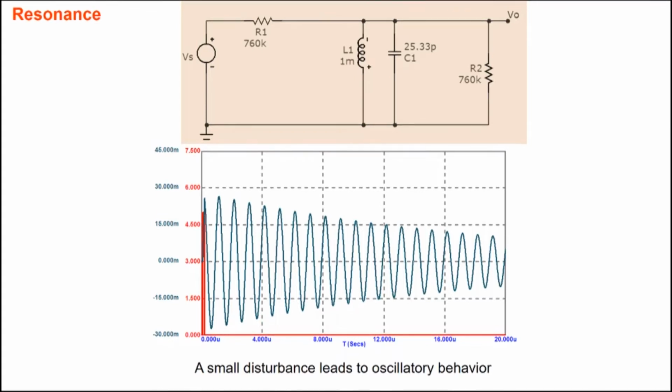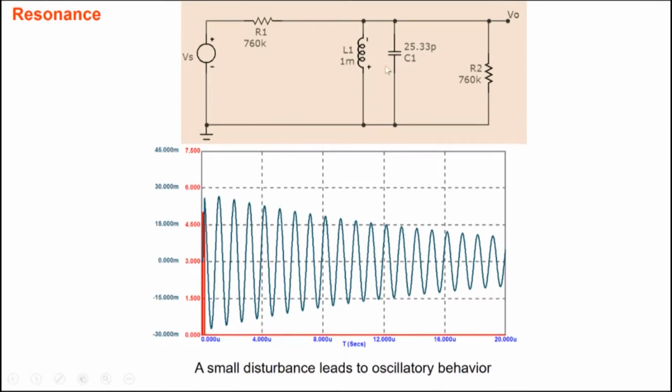So resonance is a phenomenon that is found in all kinds of systems: mechanical systems, atomic systems. Molecules have a resonance frequency, atoms have a resonance frequency. And in our context, we're talking about resonance in an electrical circuit.